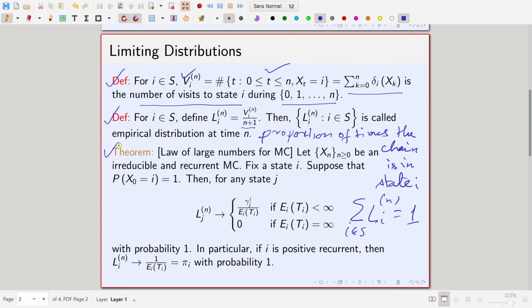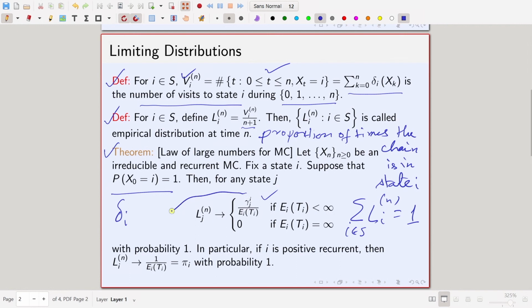Fix a state i. Suppose that the probability that X0 equals i is 1, or in other words, the initial distribution is delta i. Then for any state j, if I look at this L_j^n, that means what? This is the proportion of time. So the chain is starting from i, and you are looking at the proportion of times the chain is in state j up to time n. Then what this theorem is telling you is that this converges to gamma_ij over E_i[T_i] if E_i[T_i] is less than infinity.